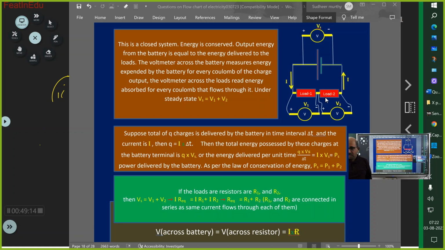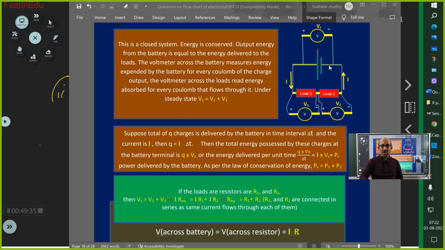Now, as far as the voltage source is concerned, it will not matter whether it is a 1 ohm load, 2 ohm load, 3 ohm load, or 10 ohm load. None of that matters. What is important is the total load. The voltage source will say what the total effect is.